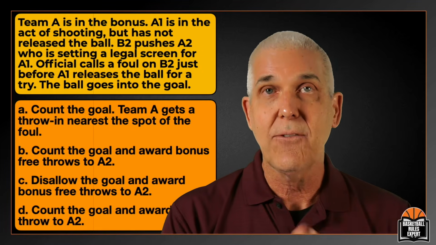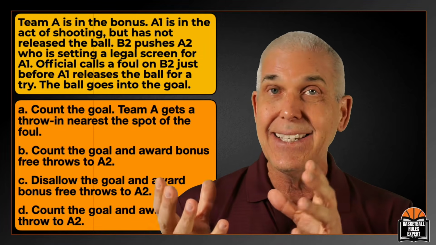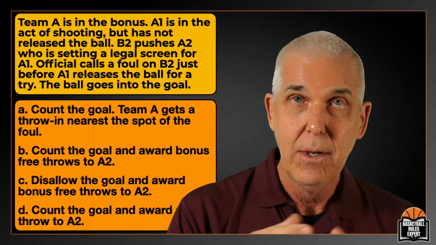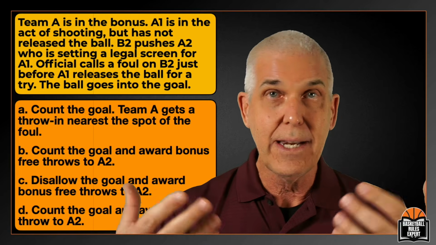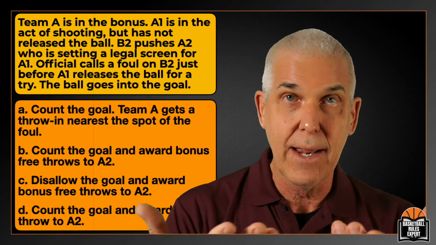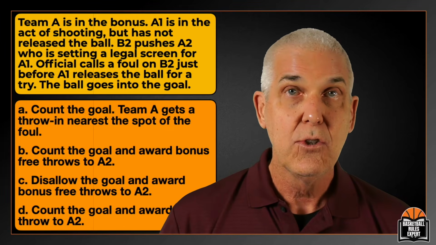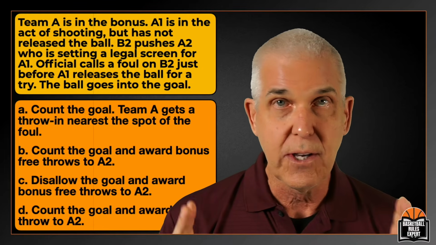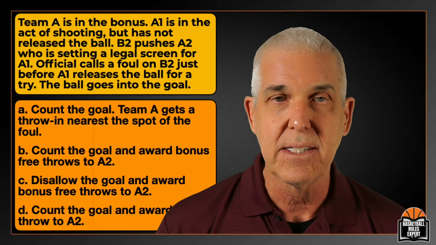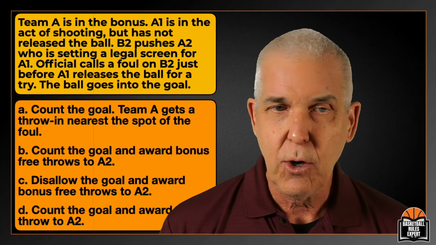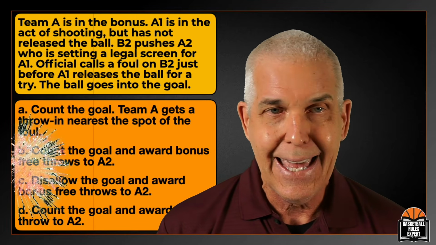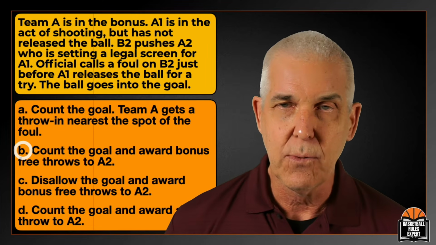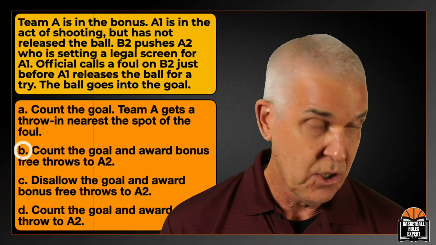Now we have to adjudicate the foul. Team A is in the bonus. A Team A player was fouled. So we need to penalize that foul and award the bonus free throws. We are going to score the goal, and award those bonus free throws with players in marked lane spaces and move forward. So our correct answer on this play is B. Count the goal and award bonus free throws to A2.